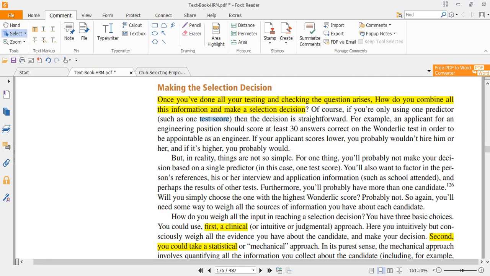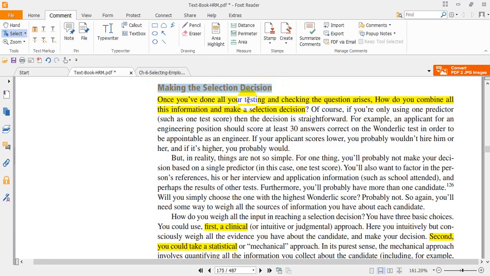In this presentation I will be presenting the last part of chapter 6, Selecting Employees. And I will be explaining 3 main points. These points are making the selection decision, evaluating the selection process, and then the last learning objective of this chapter, making a job offer. Okay. Making the selection decision.